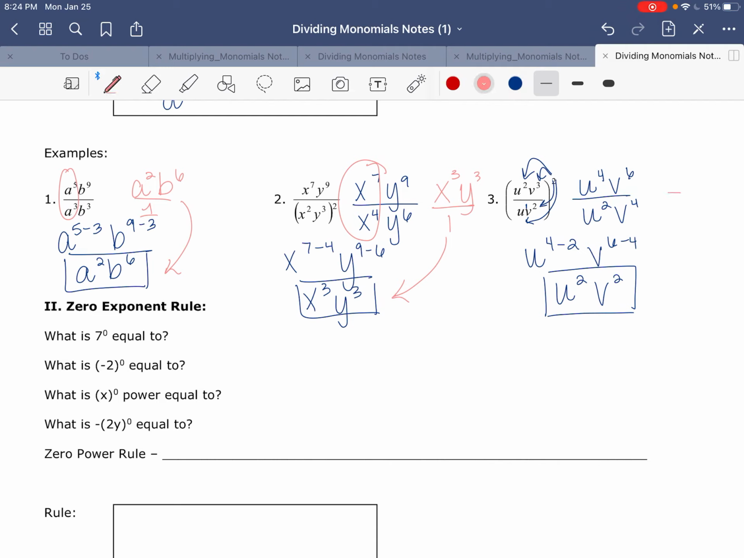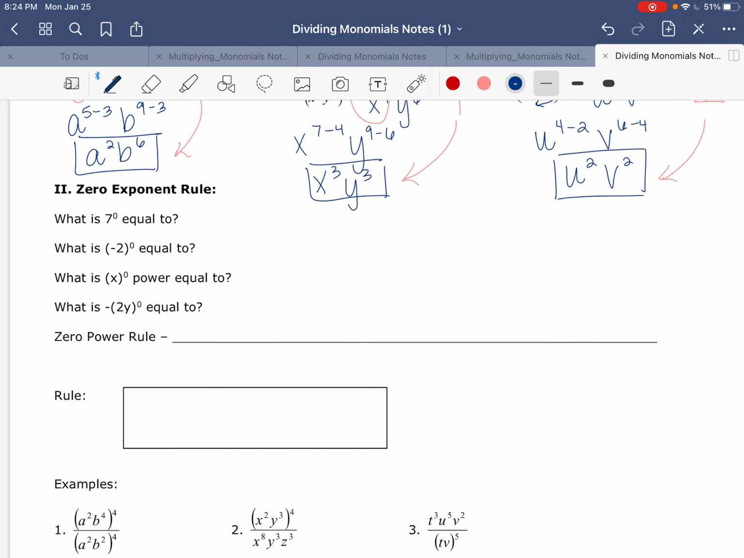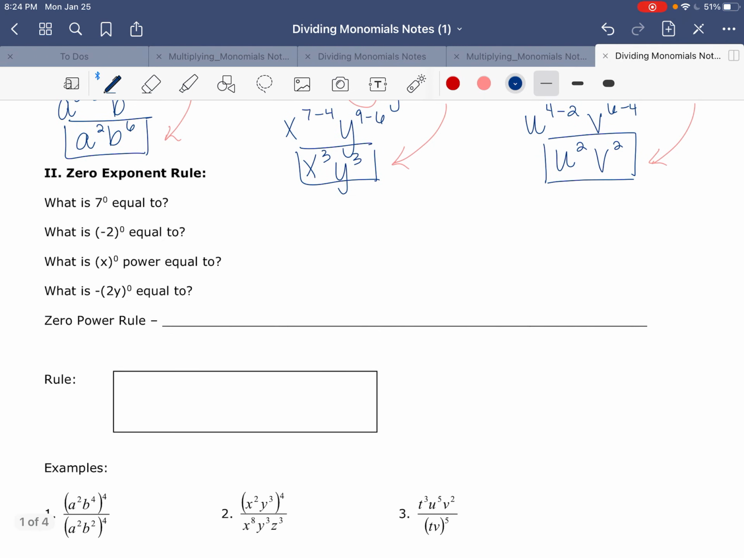And if we look at our shortcut, the numerator has more u's, and it has 2 more. The numerator has more v's by 2, so 1 goes in that denominator. Again, they are equivalent. All right, guys, this next one you guys are going to love.